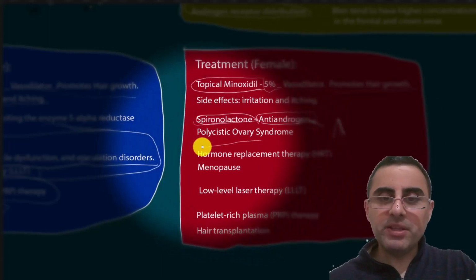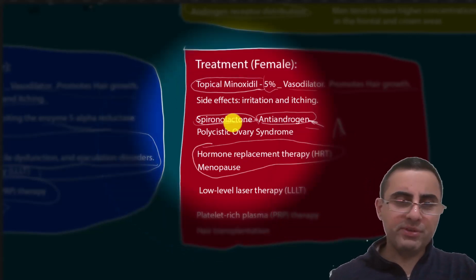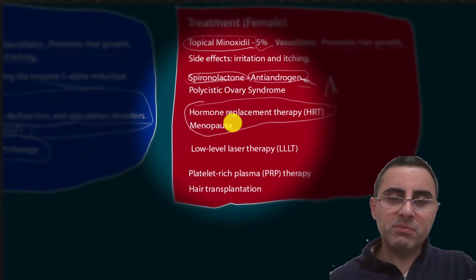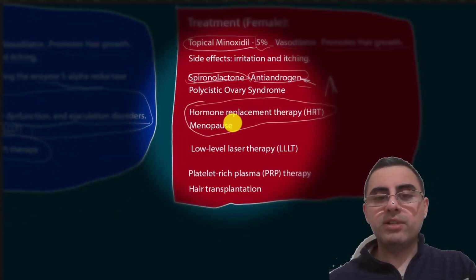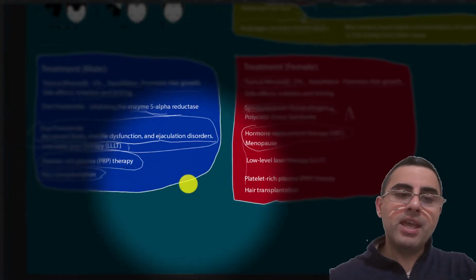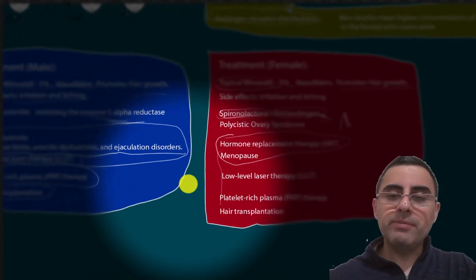Hormonal replacement therapy is sometimes effective, especially in case of menopause. Low-level laser therapy, platelet-rich plasma, and hair transplantation here are also standard therapy as in case of men.